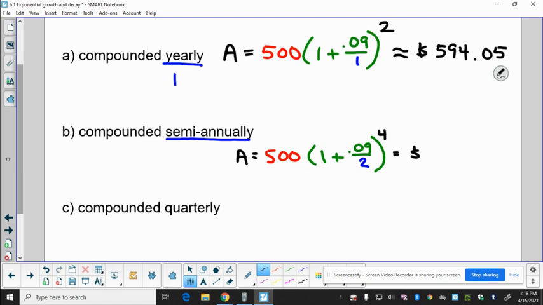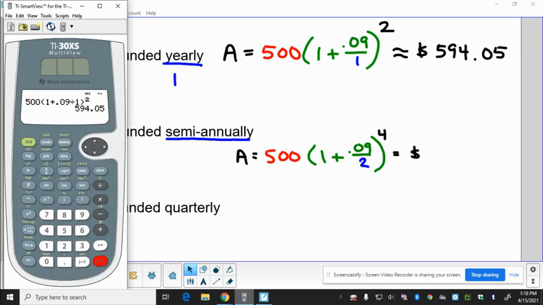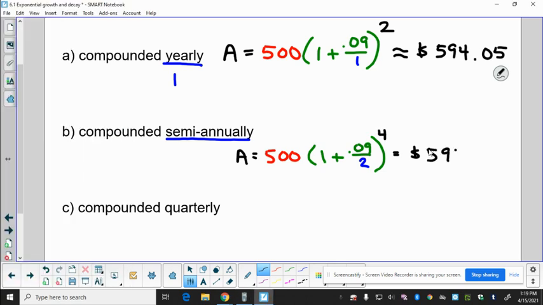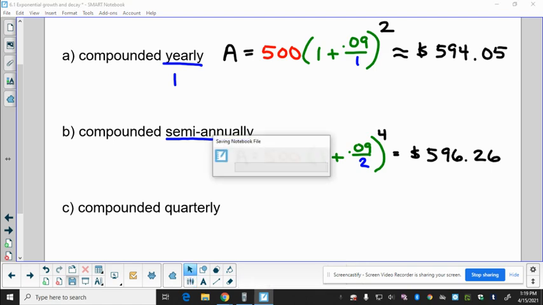And let's see how much money we have if we compound it twice a year instead, with all other things being the same. So there's a couple ways you could do this. You could just type your formula in again, or you could edit it. Whatever you want to do is fine with me. I'm going to divide this by 2 this time. And now my exponent is actually a 4 because there's 4 compounding periods. So I see it looks like I got a little bit more money, $596.26, if you round carefully. Interesting.